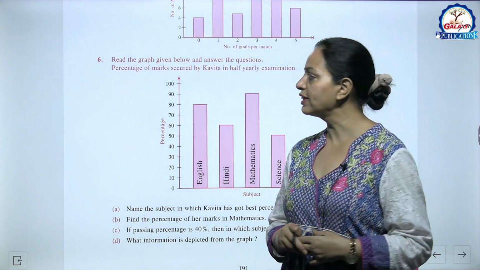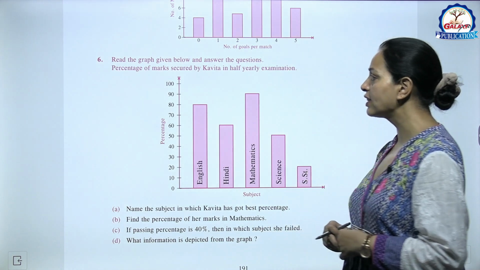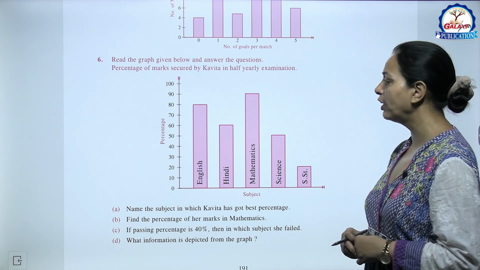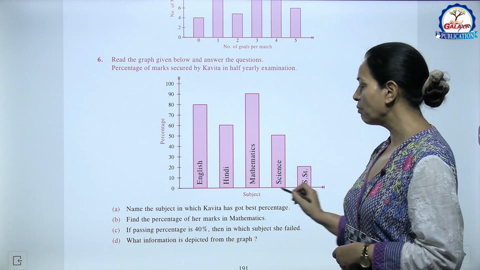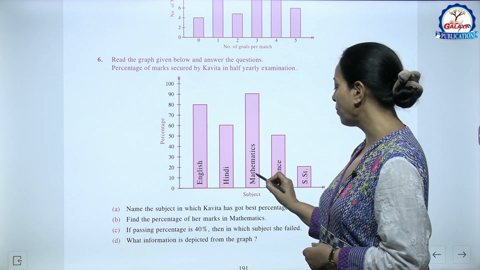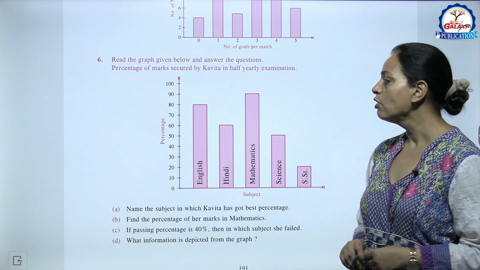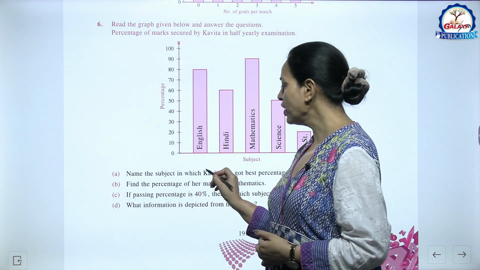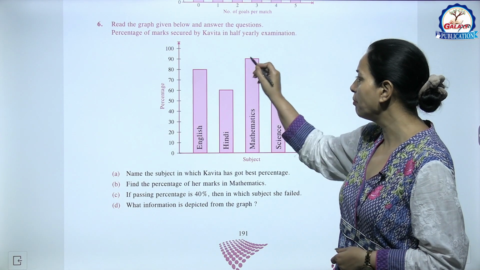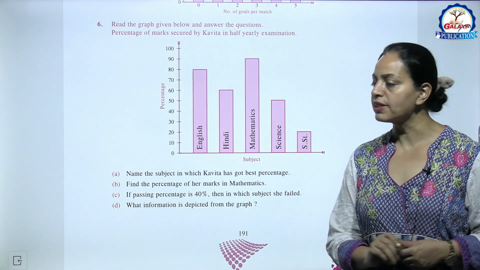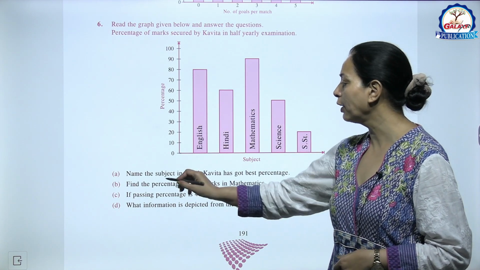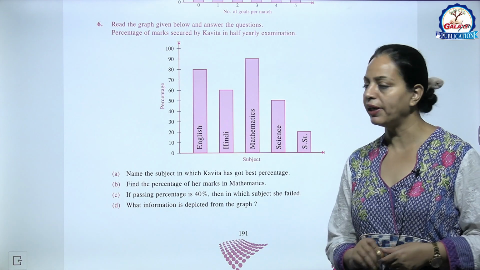Now see the next one, like question 6. Read the graph given below and answer these questions. Percentage of marks secured by Kavita in half yearly examination. So here subjects given and here percentage given. So English, Hindi, Math, Science and SST. Now A part, name the subject in which Kavita has got the best percentage. So in mathematics that is the best percentage because this is the highest bar.